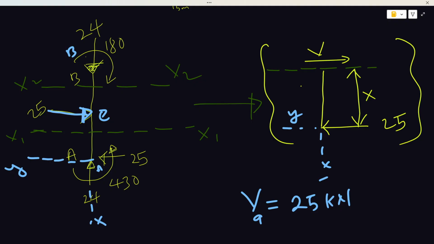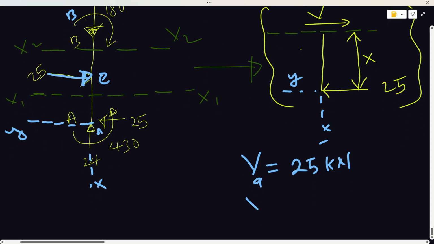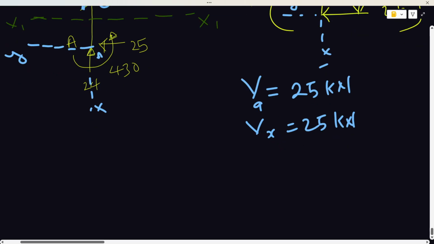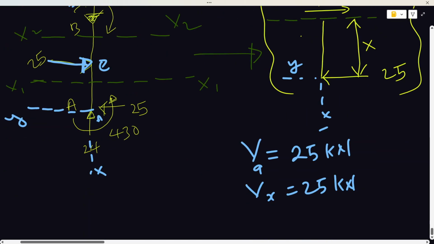At B, at X also, because we're dealing with X now. So 25, meaning that as long as it has not reached E, the shear force is still 25 kilonewtons. But now let's do when it reaches E.